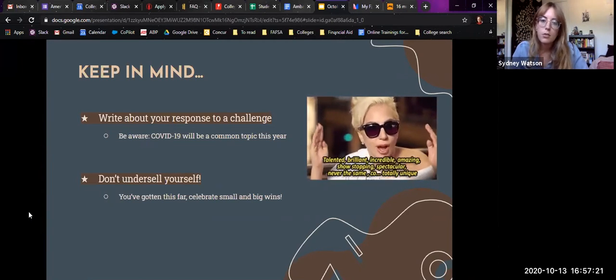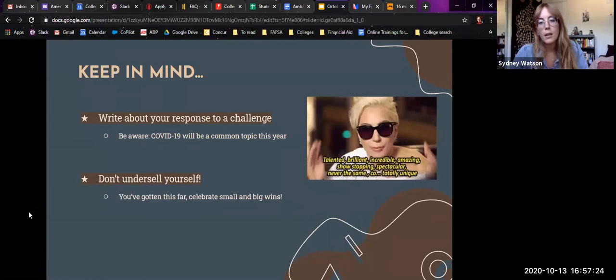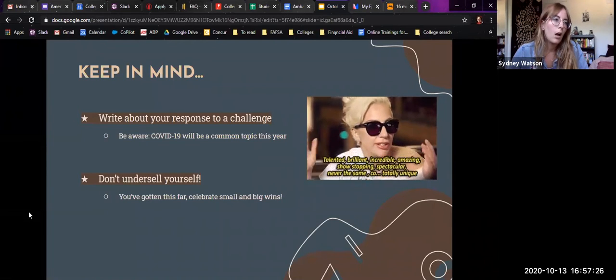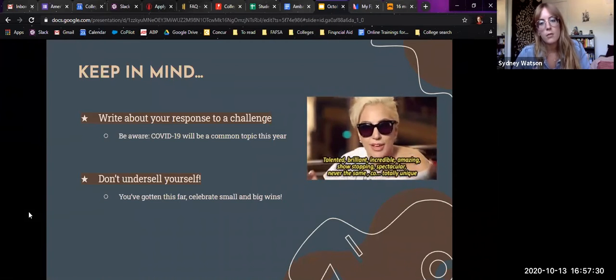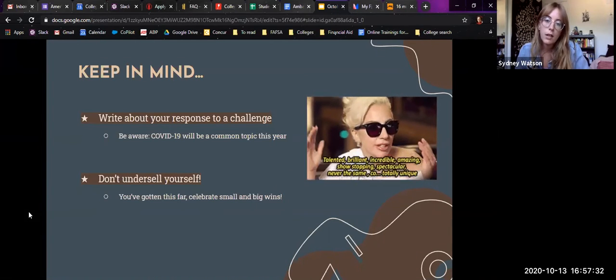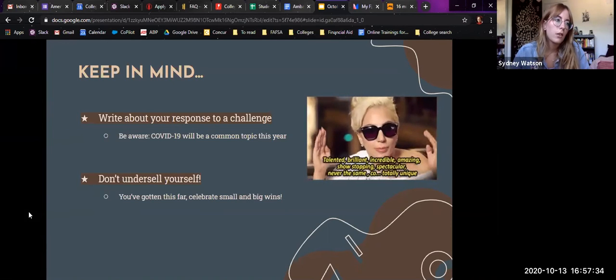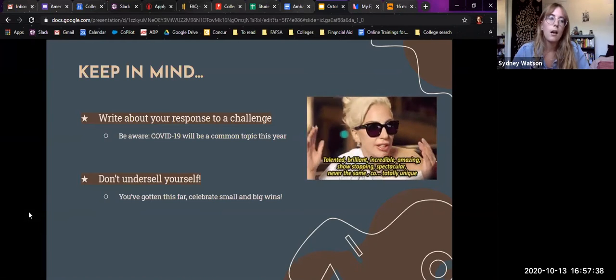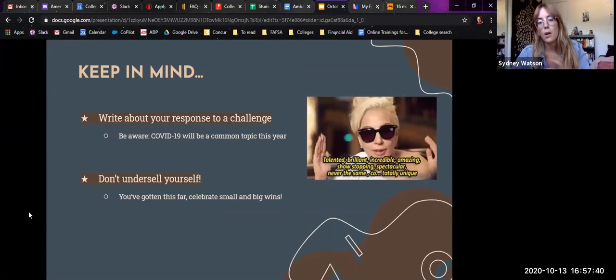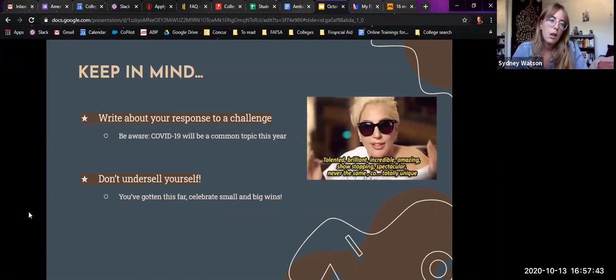One thing we wanted to address was that COVID-19 is going to be a common topic this year. So if that is something you decide to write about, do keep in mind that admissions counselors are going to see a lot of essays about COVID-19. So make sure that if you are writing about it, it is something unique, and spin it around how you dealt with the challenge that it posed.